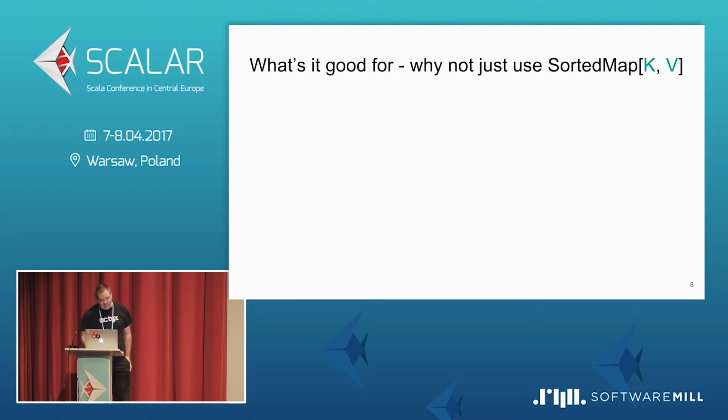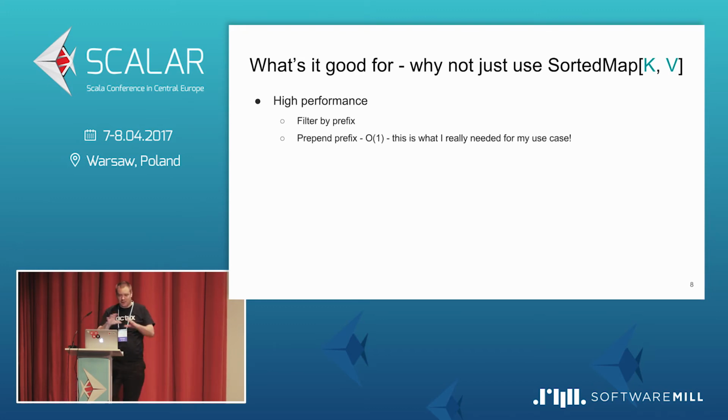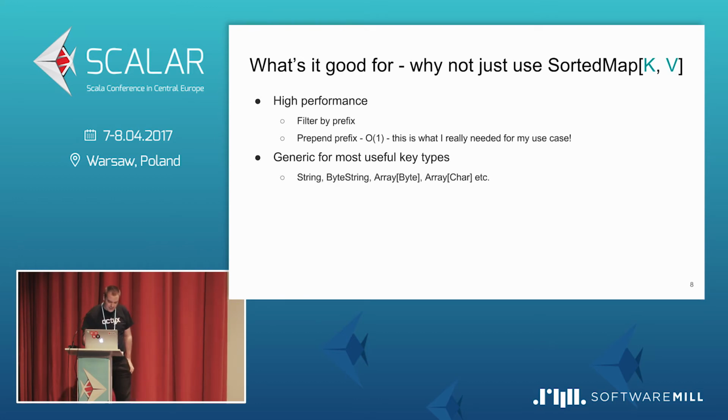So why am I using that at all? Why am I not using a sorted map? Performance is mostly bad, but for some operations, performance is very high. These two operations that I'm interested in are filter by prefix, so you want all keys that start with a certain prefix, like all names with A, and prepend a prefix. So you have a bunch of names, and you want to prepend a letter sequence to all of them at the same time. And as I said, it's generic with an asterisk.